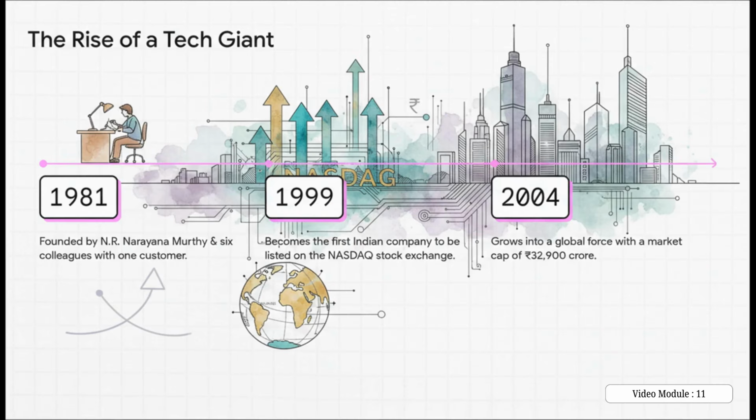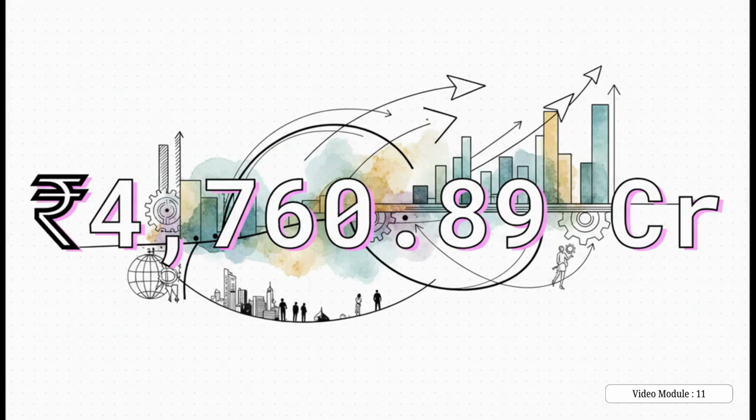The story of Infosys is just wow. Started in 1981, pretty humble beginnings. Then they break new ground, becoming the very first Indian company to list on the NASDAQ. And by 2004, they weren't just a big deal in India, they were a global force to be reckoned with. Think about this number for a second. By 2004, their revenue was over 4,700 crores.